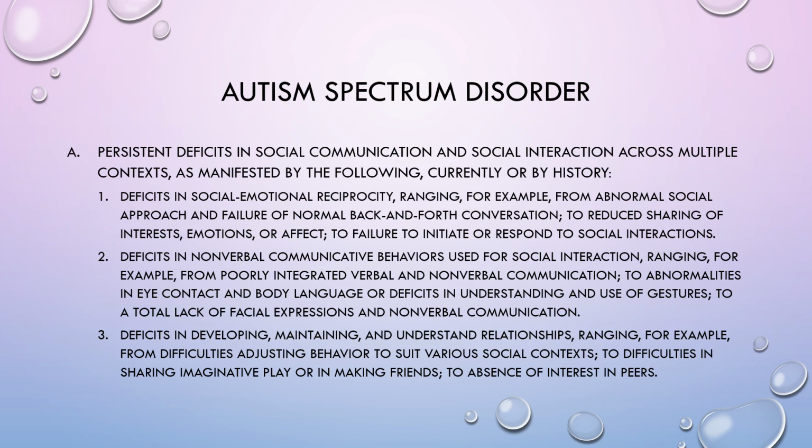To be diagnosed with autism spectrum disorder, there have to be persistent deficits in social communication and social interaction across multiple contexts. These include deficits in social-emotional reciprocity, ranging, for example, from abnormal social approach and failure of back-and-forth conversation to reduced sharing of interests, emotions, or affect. Also, deficits in nonverbal communicative behaviors, such as poorly integrated verbal and nonverbal communication, abnormalities in eye contact and body language, understanding or use of gestures, or even a total lack of facial expressions and nonverbal communication.